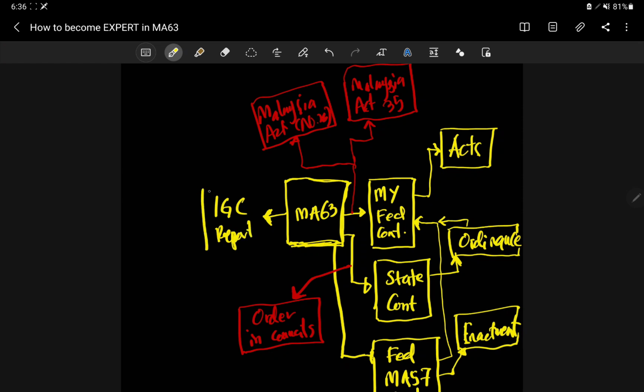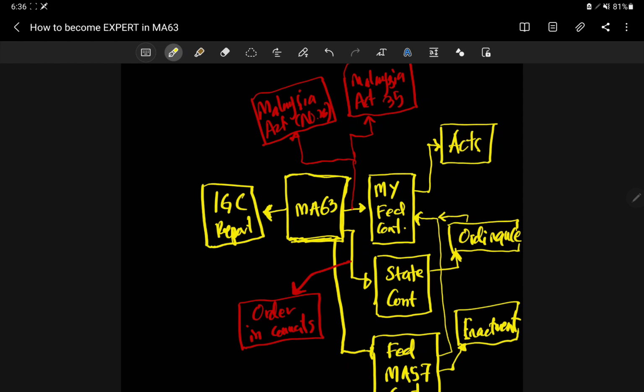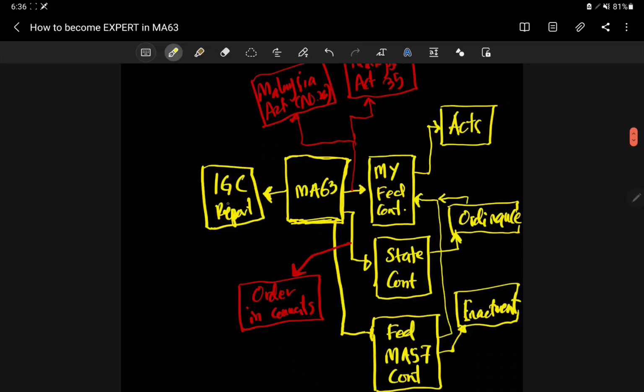Because this is the immediate document before the Malaysia Agreement 1963. So the IGC report, you can download the PDF online also. This is also an international agreement signed by Malaya, Sarawak, North Borneo, and the British. So this IGC report is very important. It is an international agreement where all the provisions in the IGC report have been inserted in the Malaysia Agreement 1963.